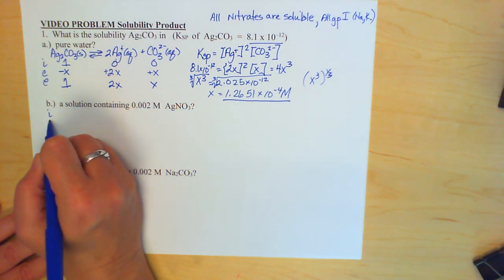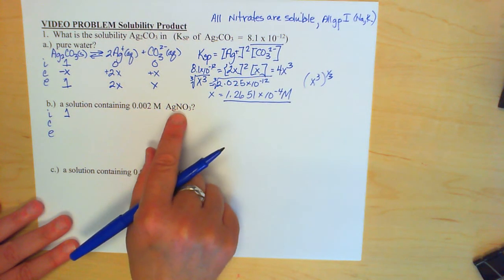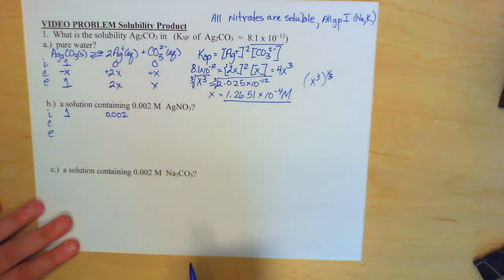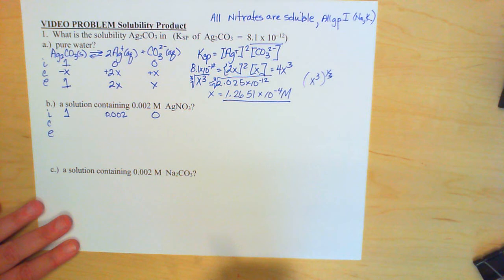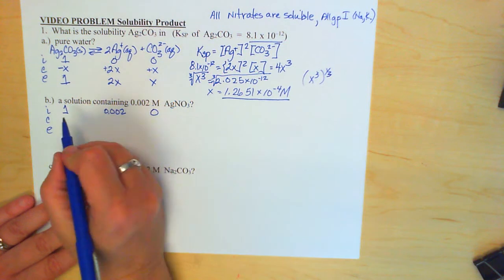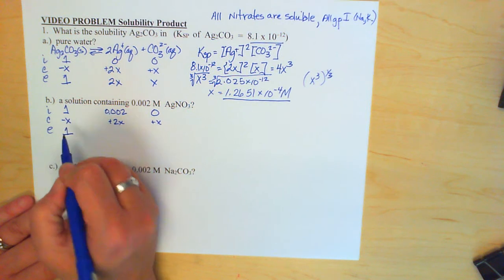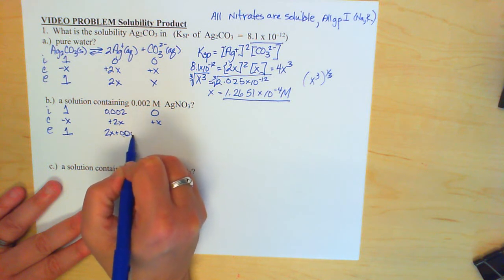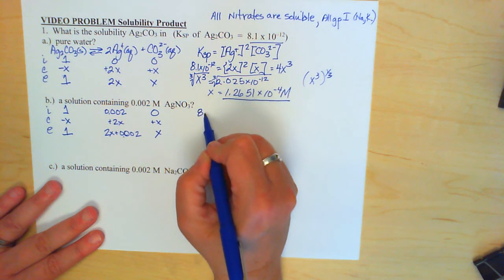The twist is, here is my ICE table. So initially we're going to start with the solid, but this time instead of having 0 silver, we're going to go ahead and have 0.002 molar. Okay, initially with the carbonate we're going to have 0. Notice I'm following down. It's a little time saver. So we're going to lose X. We're going to gain 2X plus X. But since we still have a solid, we're left with X. So it's 2X plus 0.002 and then X.